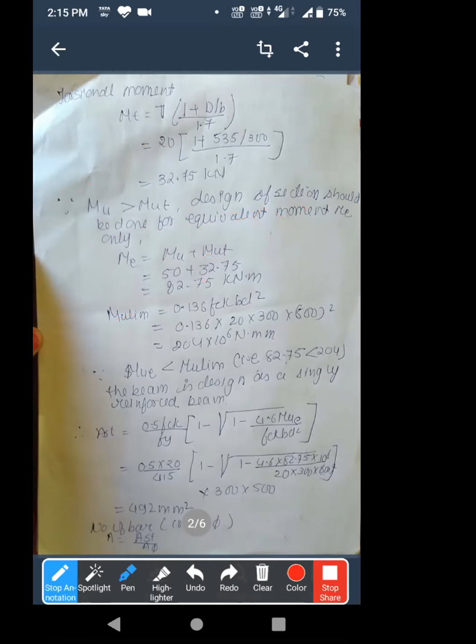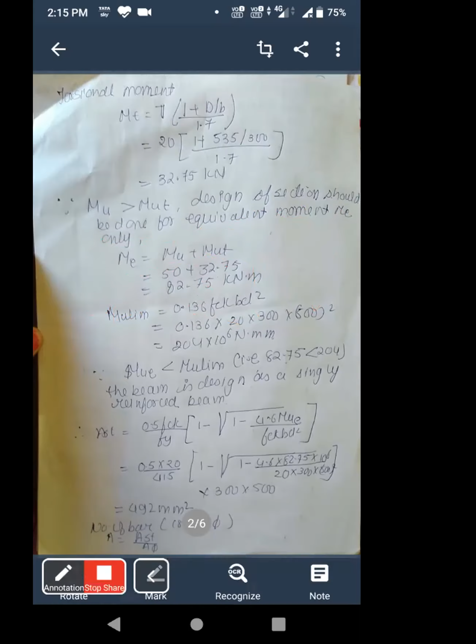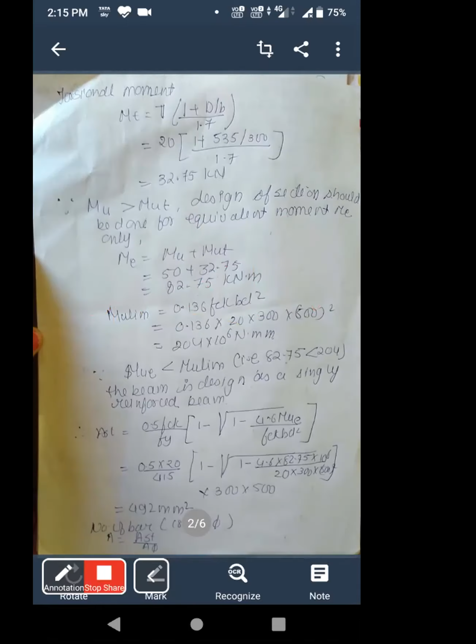If the case is that your ultimate moment is less than MuT, then there is no need to do the design by the equivalent moment. Now, for the calculation of the equivalent moment, see in the question. In the question the ultimate moment is given. Ultimate moment is 50 kilonewton meter.